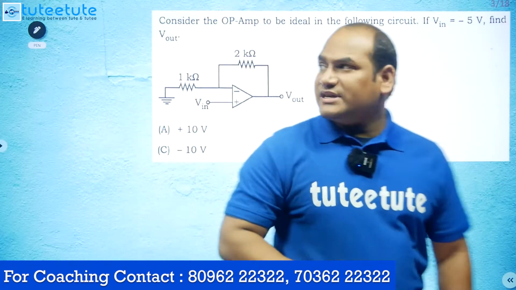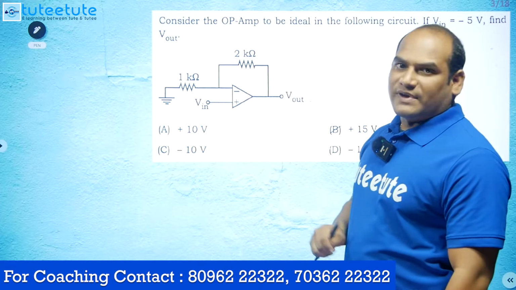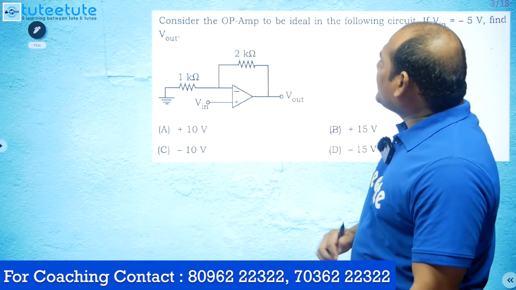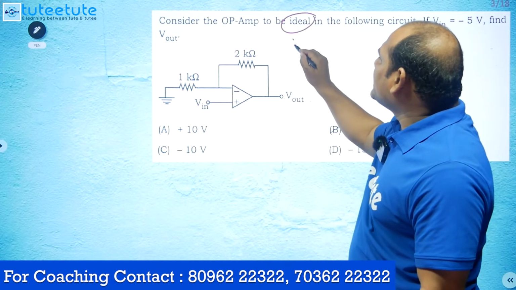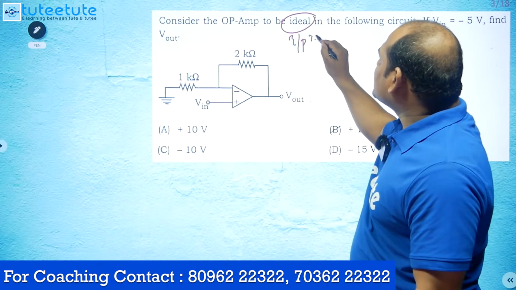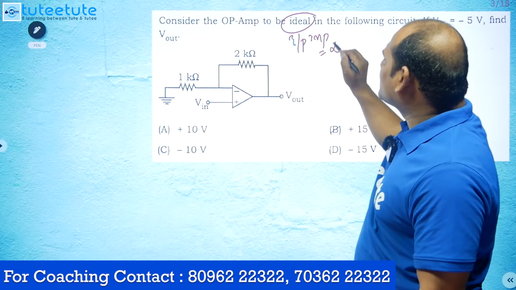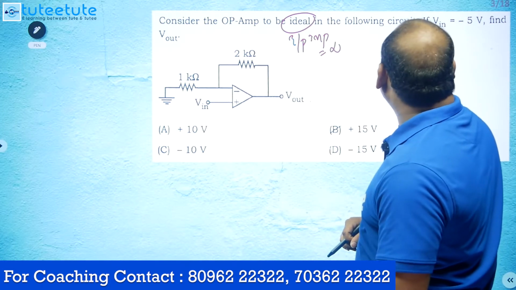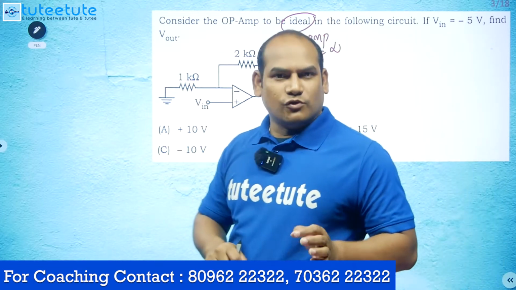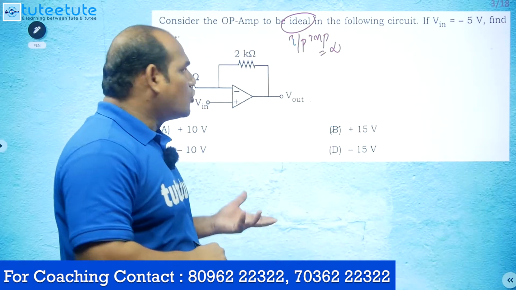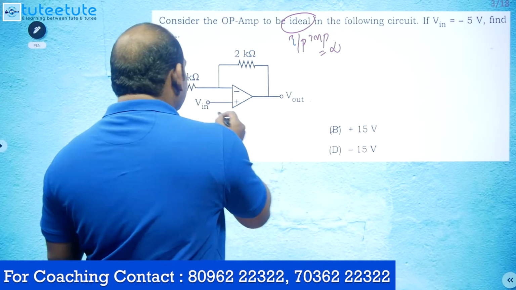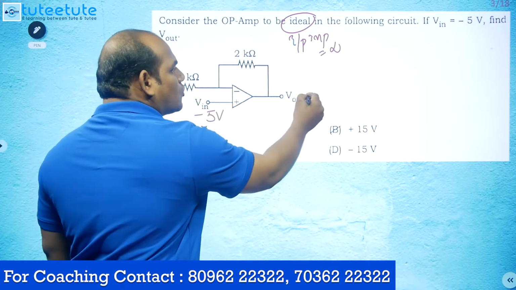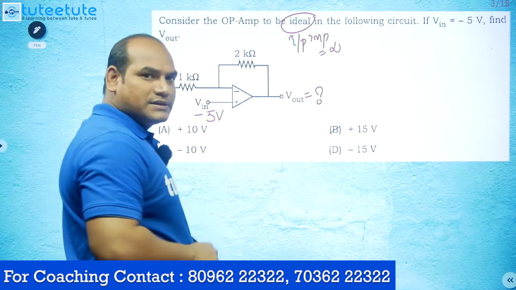Now the question is related to the operational amplifier. Consider the operational amplifier to be ideal. Ideal means we can consider the input impedance to be infinity. This is required for our problem, that's why I have mentioned it. In the following circuit, if input is equal to minus 5 volts, find the output voltage. Here input is given, and what is the output voltage? That is what we have to calculate.